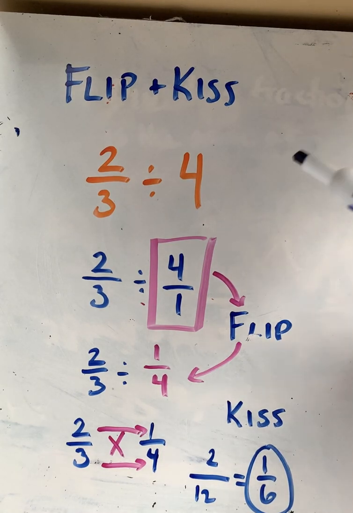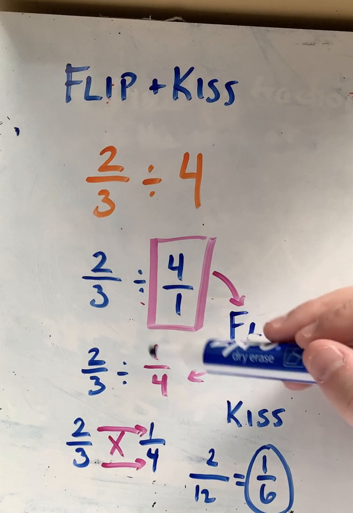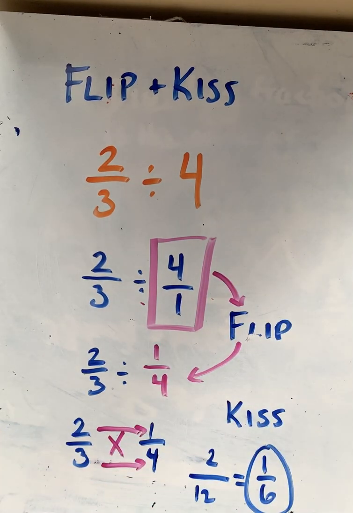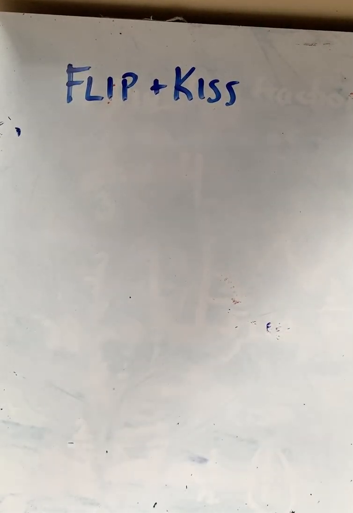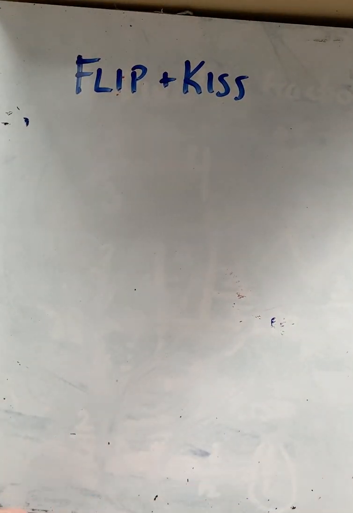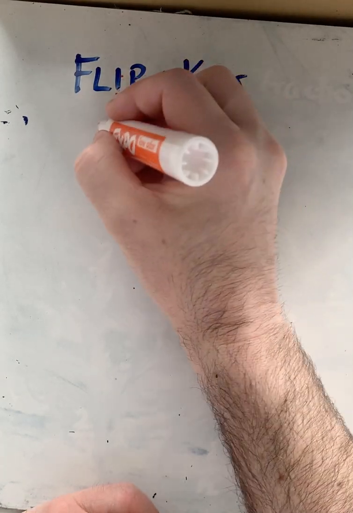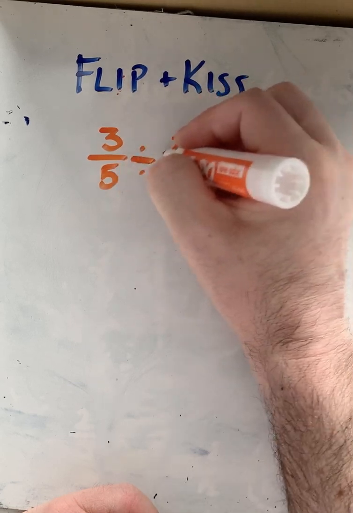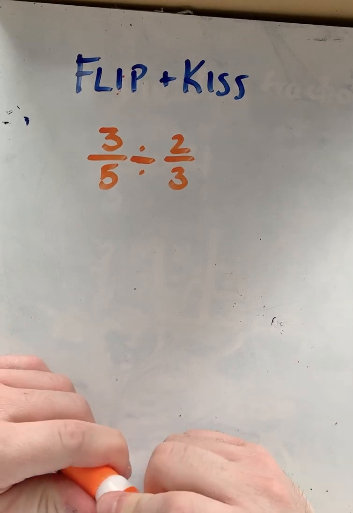Another way of simplifying that for you is when we say flip, is to flip everything after the first fraction. So let's take a look at what that might look like on this one. So let's say that I'm going to continue to do the flip and kiss. And again, if you need to rewind, you can rewind. Let's say I have 3/5 divided by 2/3. I want to know what 3/5 of 2/3 is.